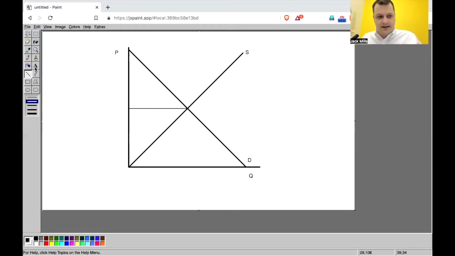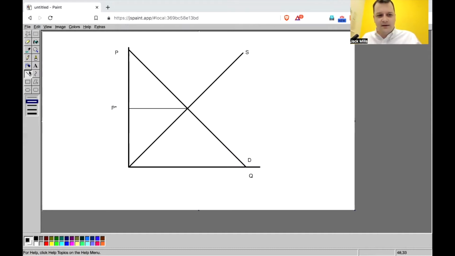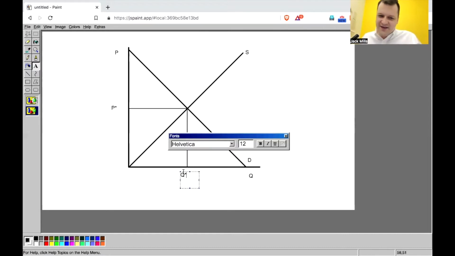Okay, like that, P star. And there's going to be a corresponding equilibrium quantity like that. I'm going to label it Q star. And I know you guys like to label it Q1.